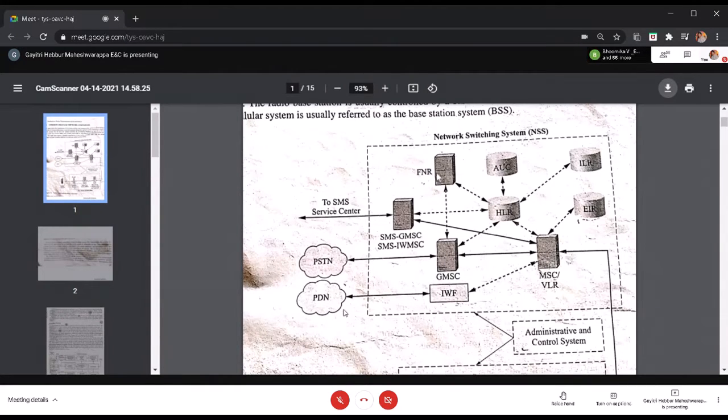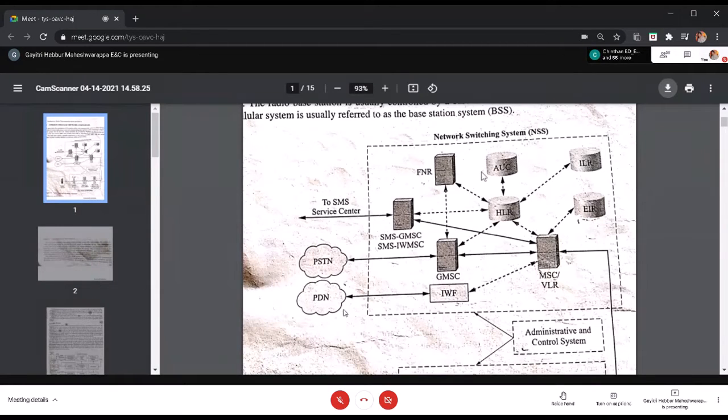And FNR is for the flexible numbering register, the interworking location register is for system roaming, and the equipment identity register is used as a database of how many mobile stations are working and how many are not working, how many mobiles are reported as stolen or missing. So how many mobiles are blacklisted and whitelisted? All information about the mobile stations under its system will be stored in a global database called the equipment identity register.